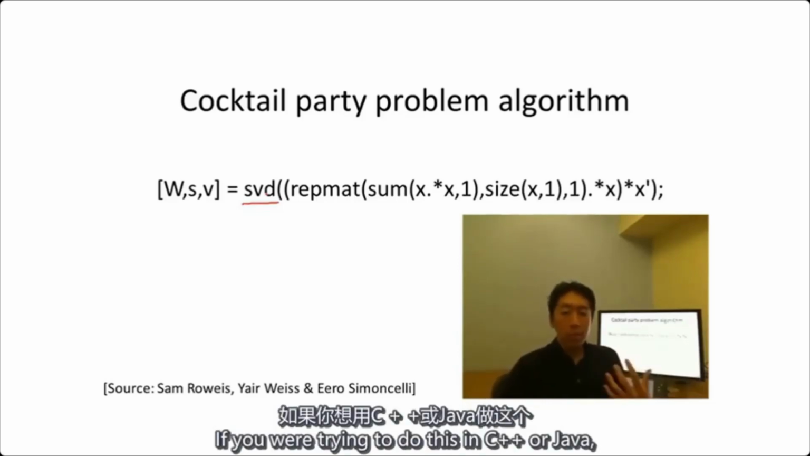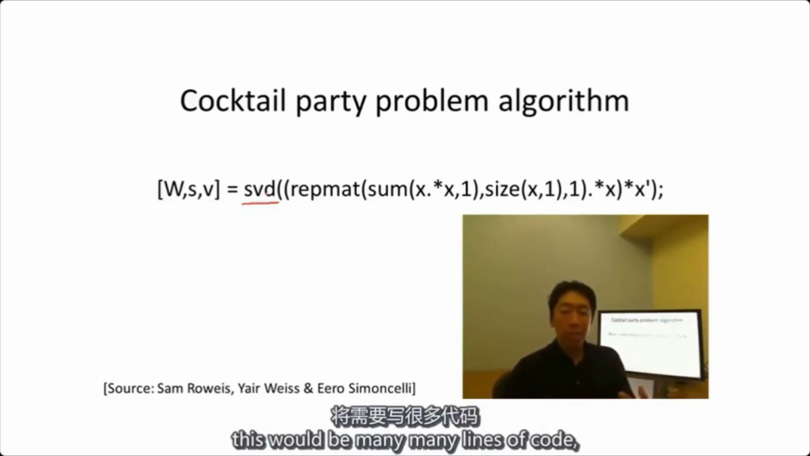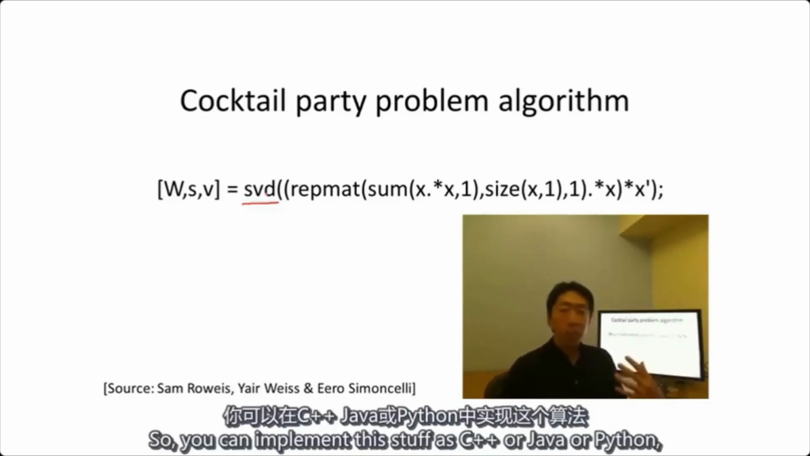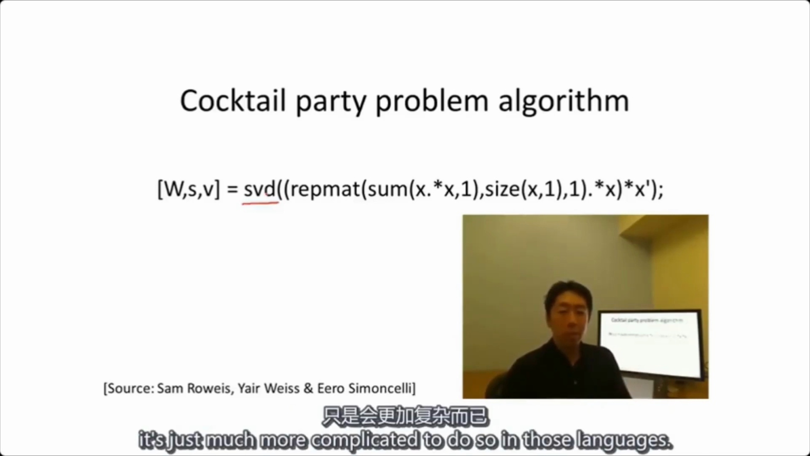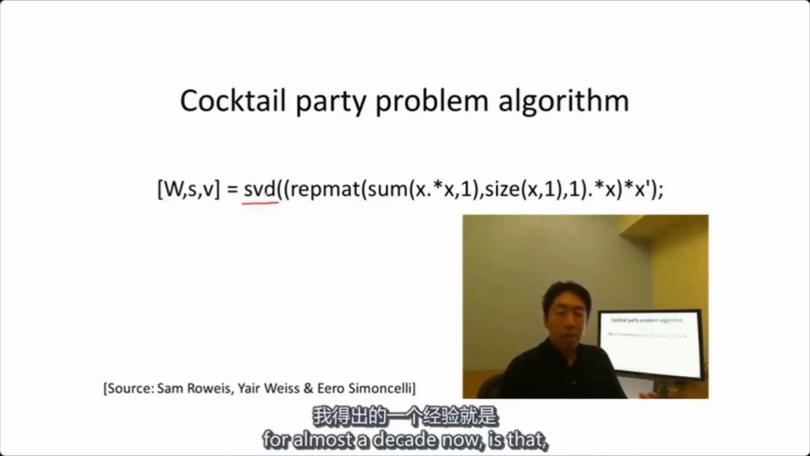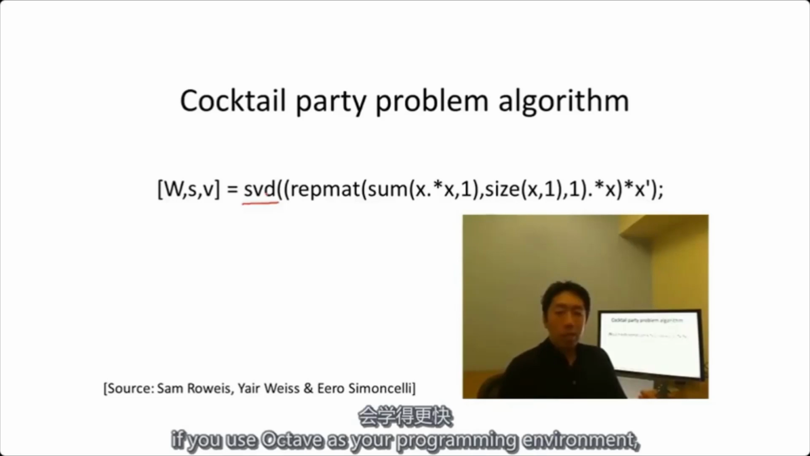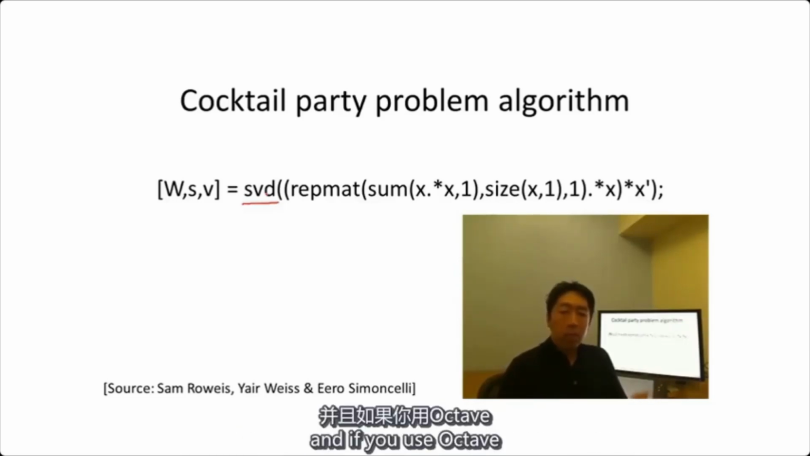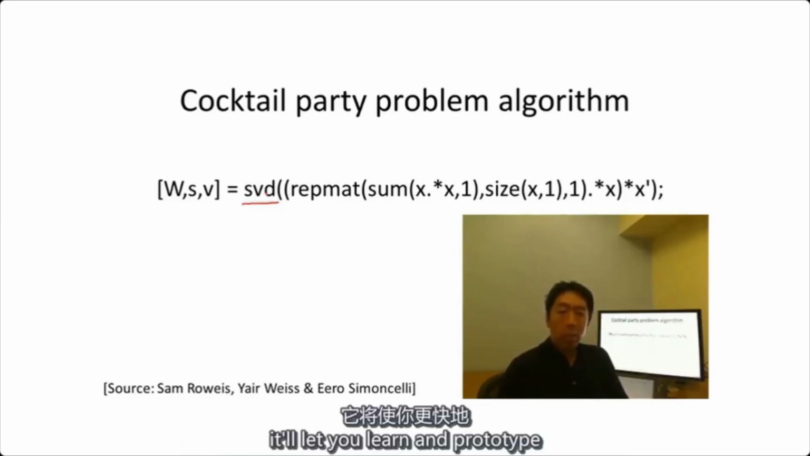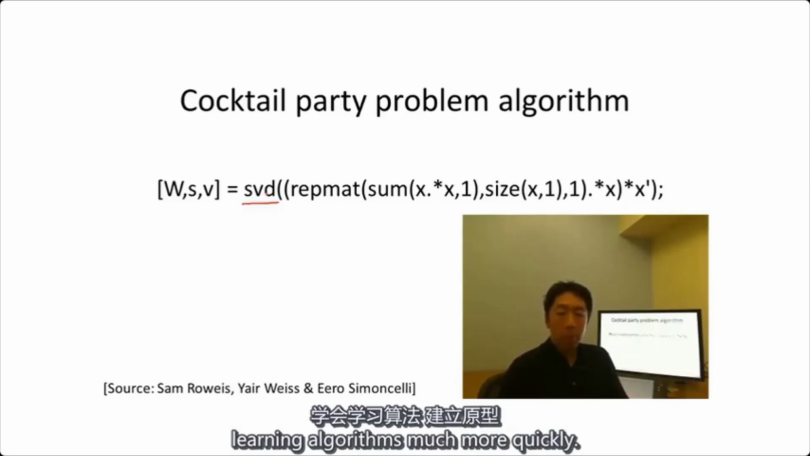If you were trying to do this in C++ or Java, this would be many, many lines of code linking in complex C++ or Java libraries. So you can implement this stuff in C++ or Java or Python, but it's just much more complicated to do so in those languages. What I've seen after having taught machine learning for about a decade now is that you learn much faster if you use Octave as your programming environment. And if you use Octave as your learning tool and as your prototyping tool, it will let you learn and prototype learning algorithms much more quickly.